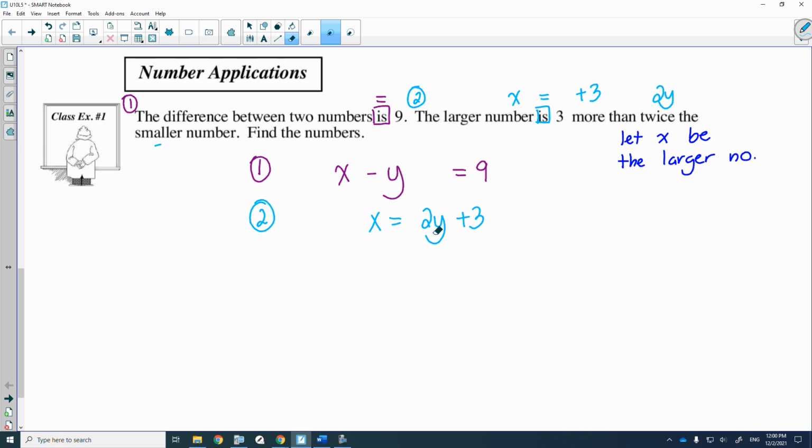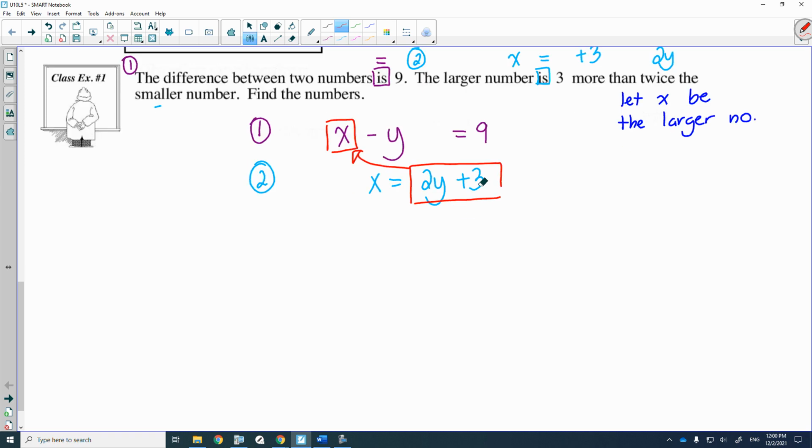This is set up for substitution. Okay, we could do elimination by subtracting the 2y to this side, but right now it's set up for substitution. I'm just going to do substitution because in my second system, they tell me what x is equal to, right? That's what x is. In my first system, I have an x. So I'm going to take x out of my first system and I'm going to substitute in 2y plus 3. Okay, so 2y plus 3 is going to go into the first system. So x comes out, 2y plus 3 goes in, and then I have minus y equals 9. I substituted it into the first system.